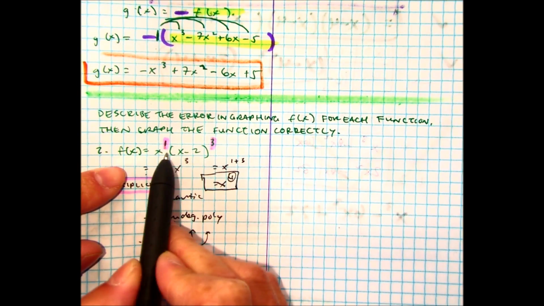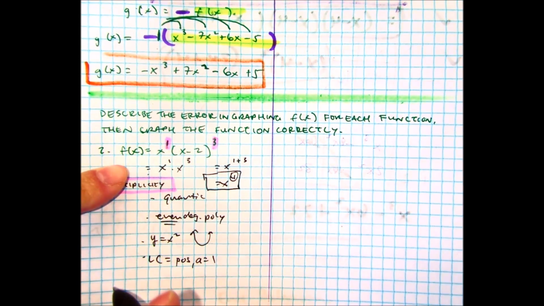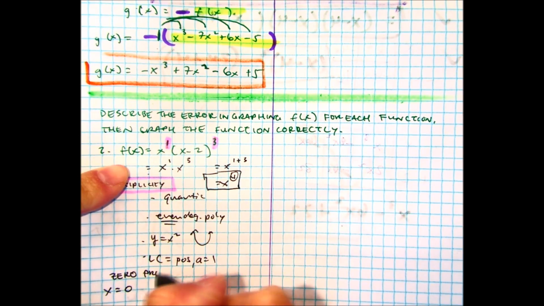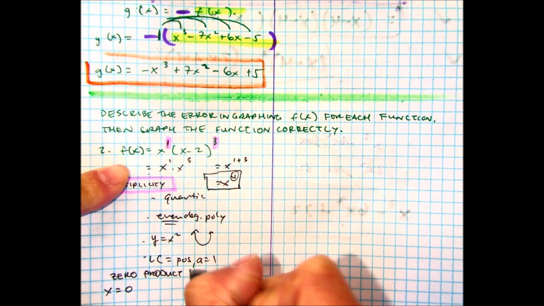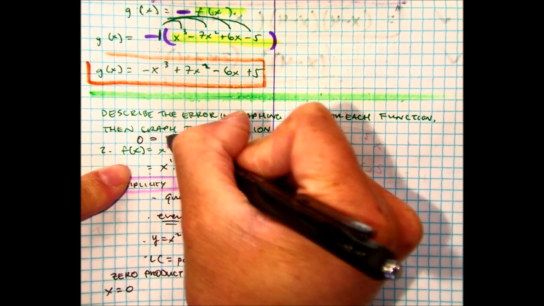Because you're multiplying here, I can apply something called the zero product rule. So x equals 0. You can write that zero product rule. What is the zero product rule? It's essentially setting each factor equal to 0.